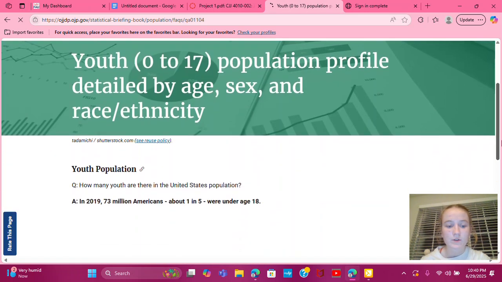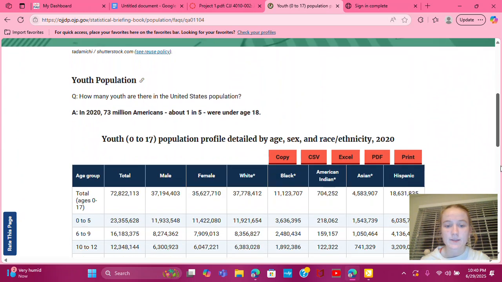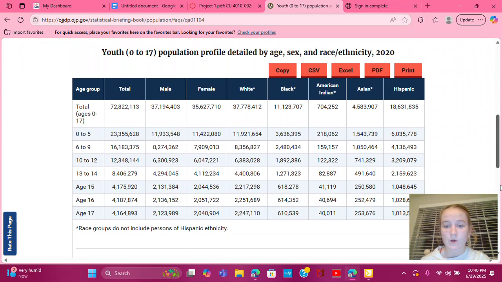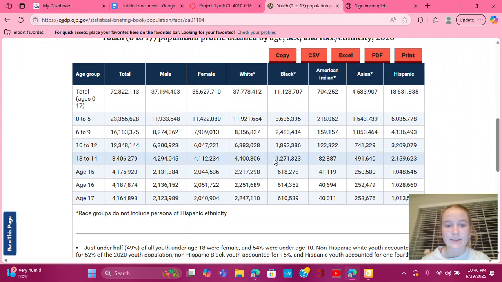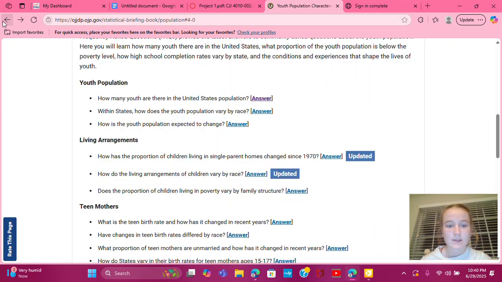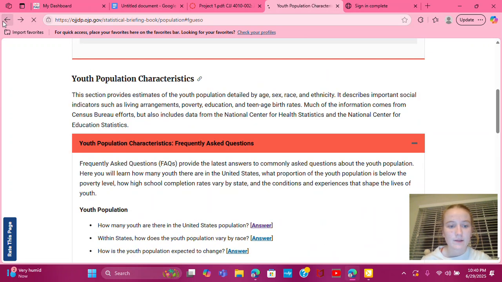And then we have a table breaking it down between gender and race, all right here, and then we can see the different age groups starting at 0 going all the way up to age 17. So that is our first fact. And then for our second fact, we're going to go back to frequently asked questions, and then we're going to go to youth as victims.